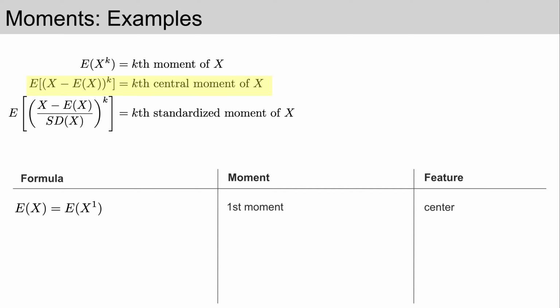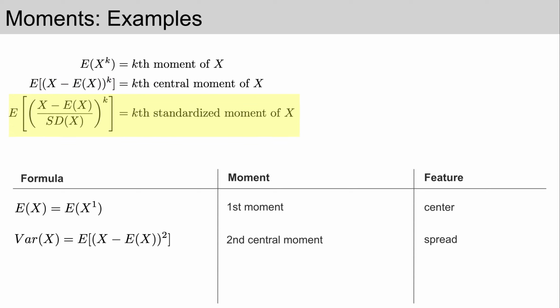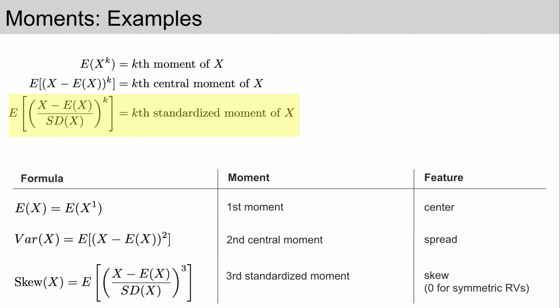Next, consider the kth central moment of x. When k equals 2, we call this the second central moment. But this is just another name for the variance of x. Thus, the second central moment of a random variable is what tells us about its spread. Finally, consider the kth standardized moment of x. When k equals 3, we call this the third standardized moment. This particular moment measures the skew of a random variable. Thus, for symmetric random variables, the skew, or third standardized moment, equals 0.